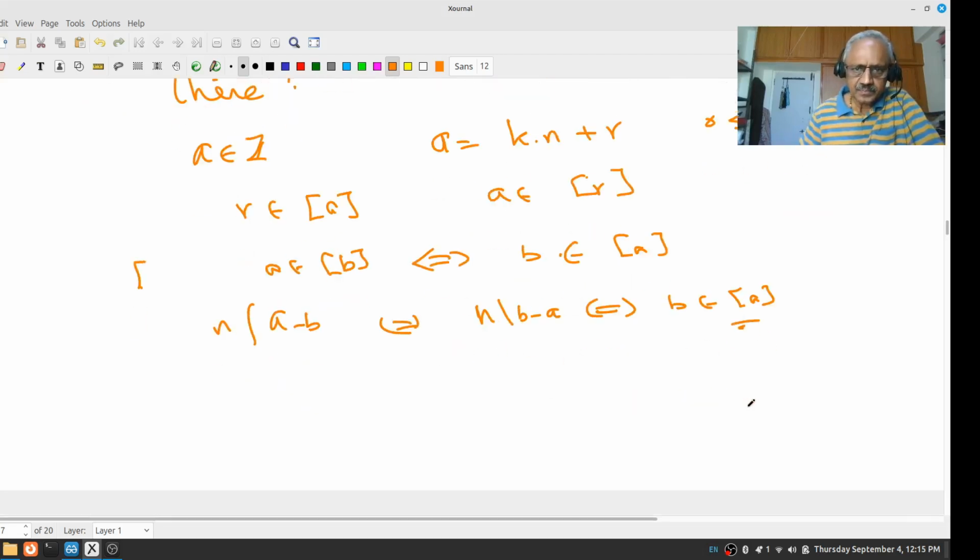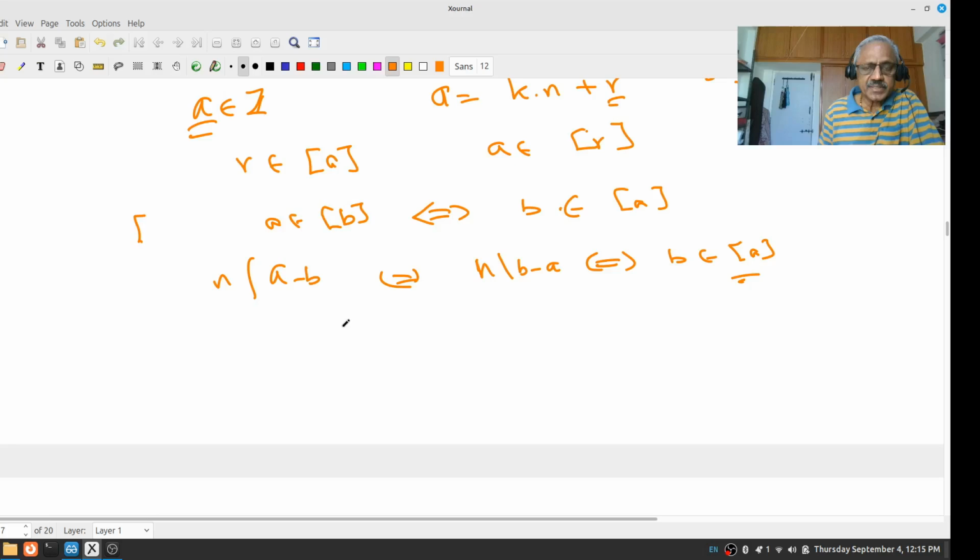Right, so come back. Therefore, a belongs to this r. So given any integer a, there exists this unique r. The remainder r is unique. How many such remainders are there? n remainders, n possible remainders, right? Therefore, for each a there is a unique remainder r which has to satisfy 0 less than or equal to r less than n. Therefore, my a has to be in r, right? Now, therefore, the equivalence classes of a and r are the same.